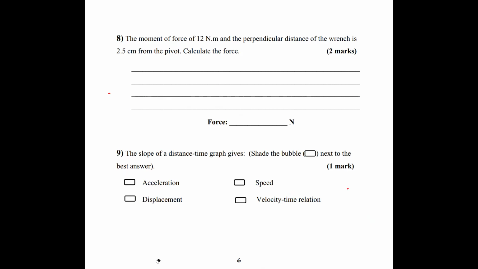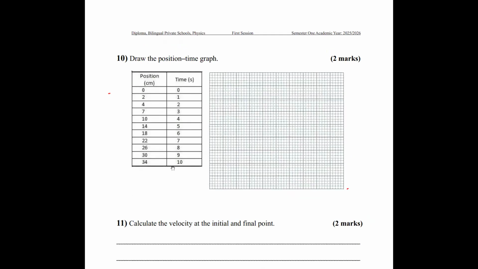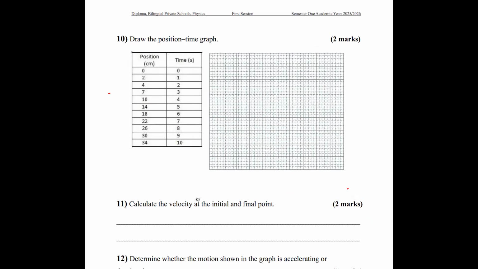Question number 10. Yes, this is a little bit difficult one, so you have to know how to solve this type of question. The question here is the position-time graph. How can you draw the position-time graph? Remember one thing, we always take the x component as time. So time is always the x component. So just write down here time. And the y component is always distance. So we have distance along the y component.